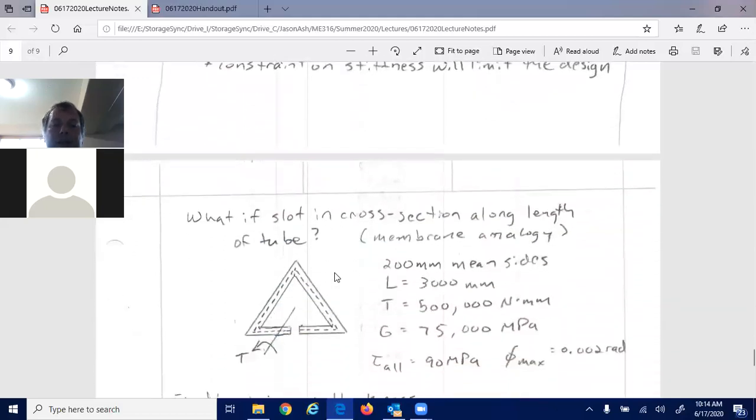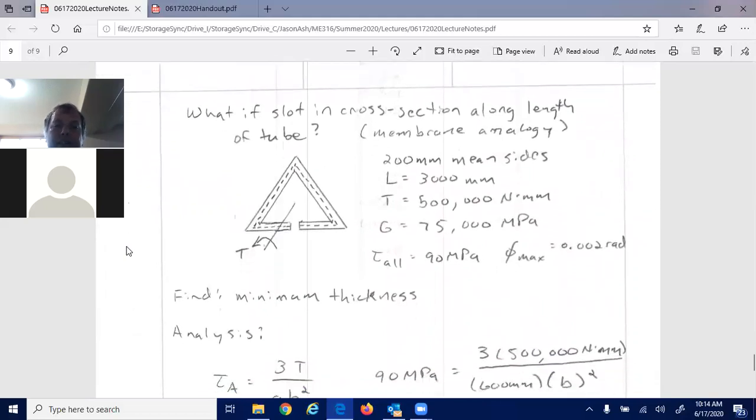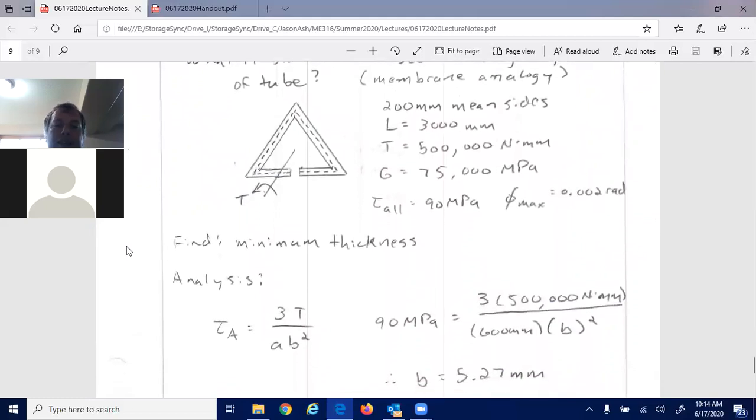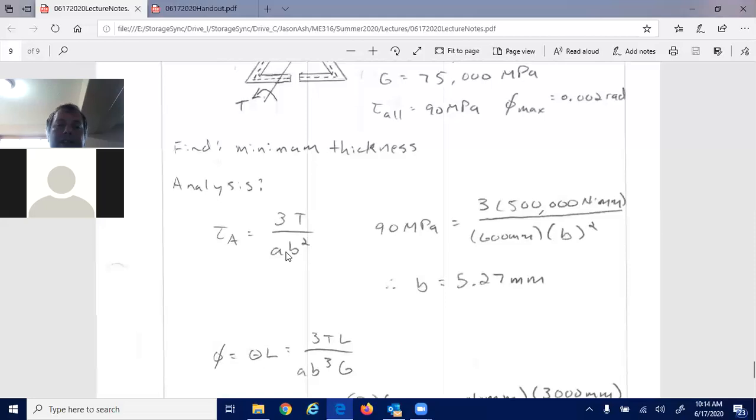And then the last page on that, we'll look at that logistical issue for open sections again. If we put a slot of negligible width in there, what if we have that and we have to do the membrane analogy to figure out what the minimum thickness is? And so the problem remains the same. We've just added a slot there. Analysis, shear stress at A is equal to 3T over A B squared. And so we can plug our values in, just solve for B, 5.27 millimeters.